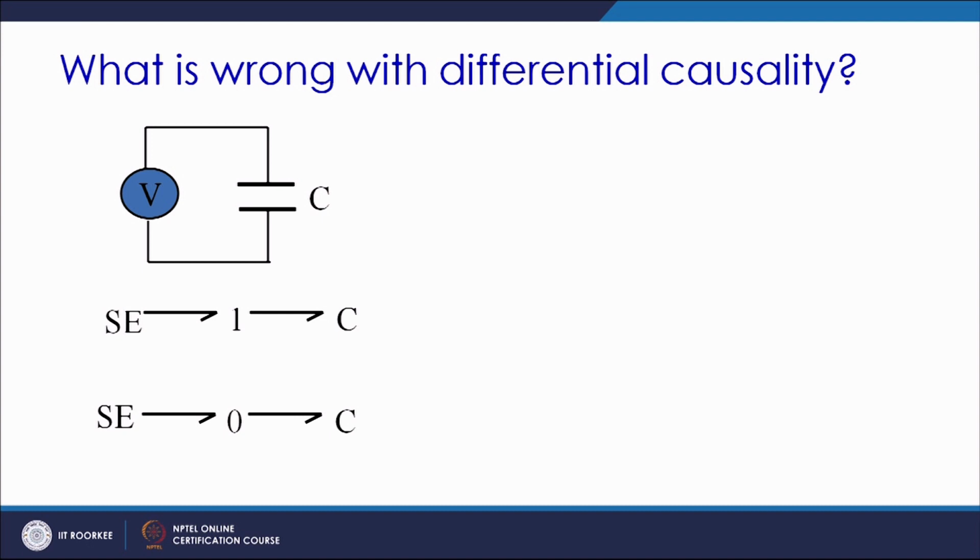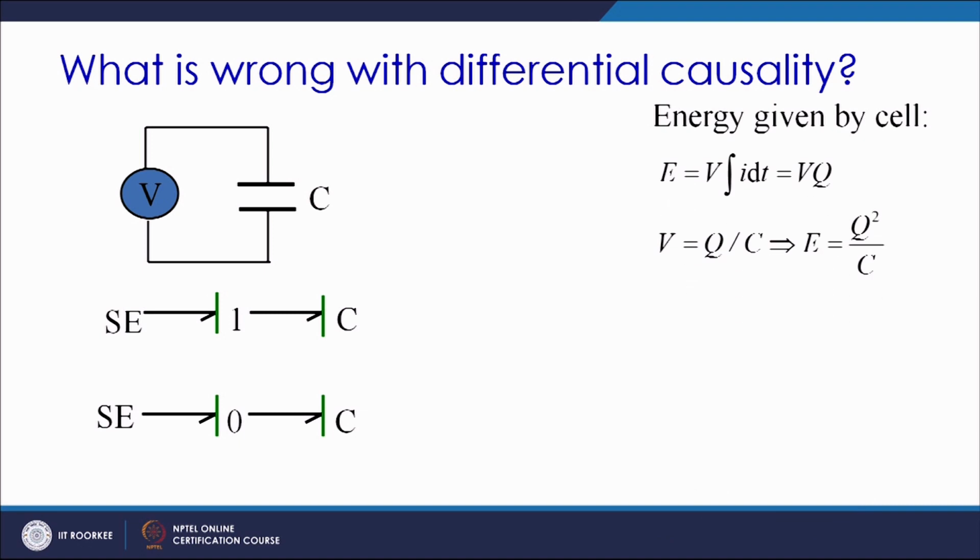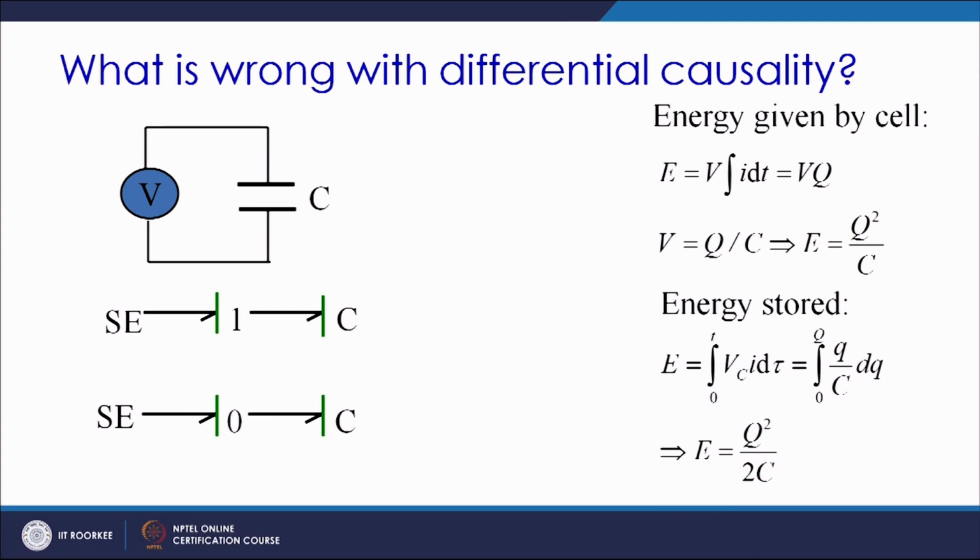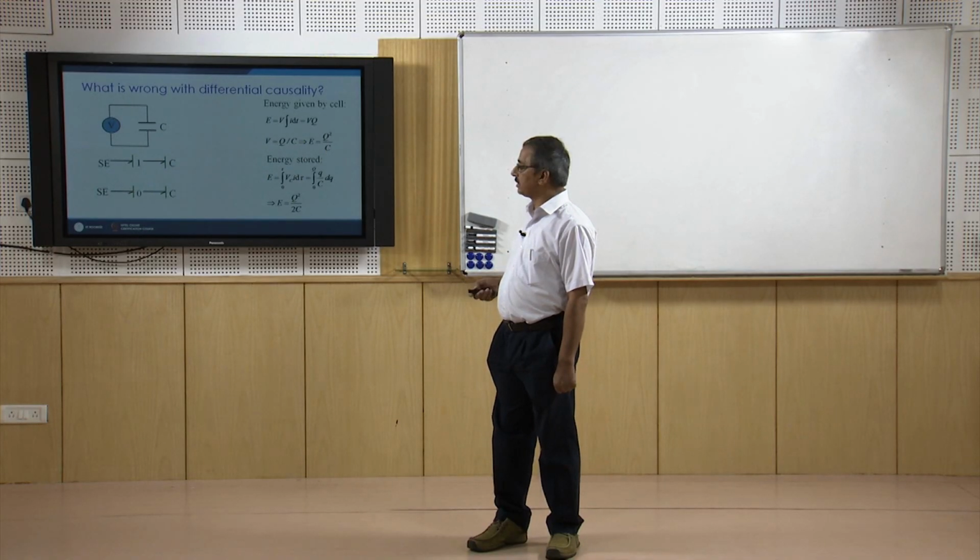Now, let us see what is happening to the causality. The causal stroke is here, and in the C element the causal stroke is here. Now, we see that these are differentially causal. Let us look at the energy given by the cell. The cell gives an energy of Q squared by C, and what is the energy stored? If you look at this derivation, the energy stored by the capacitor is Q squared by 2C. So, energy given is Q squared by C and energy stored is Q squared by 2C.